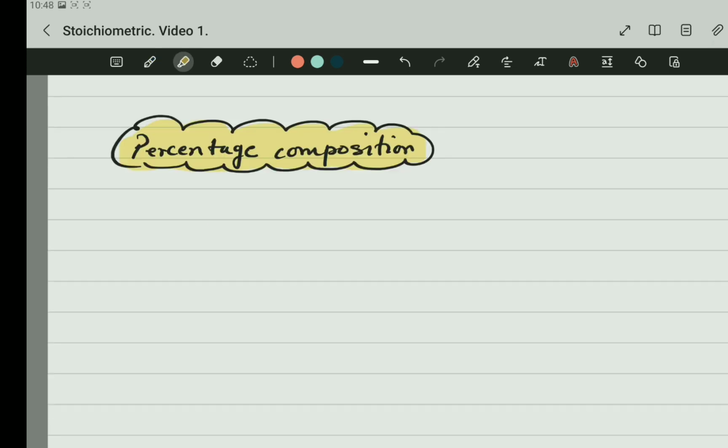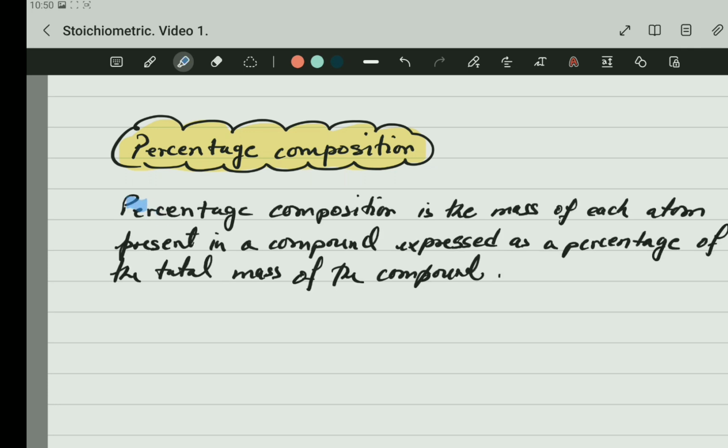composition of substances. Now we're going to be talking about percentage composition, all right? So what is percentage composition? It is the mass of each atom present in a compound expressed as a percentage of the total mass of the compound. Now, this is the definition. In other words, what percentage does each atom represent when you have a specific compound? What is the percentage of each atom in a specific compound?